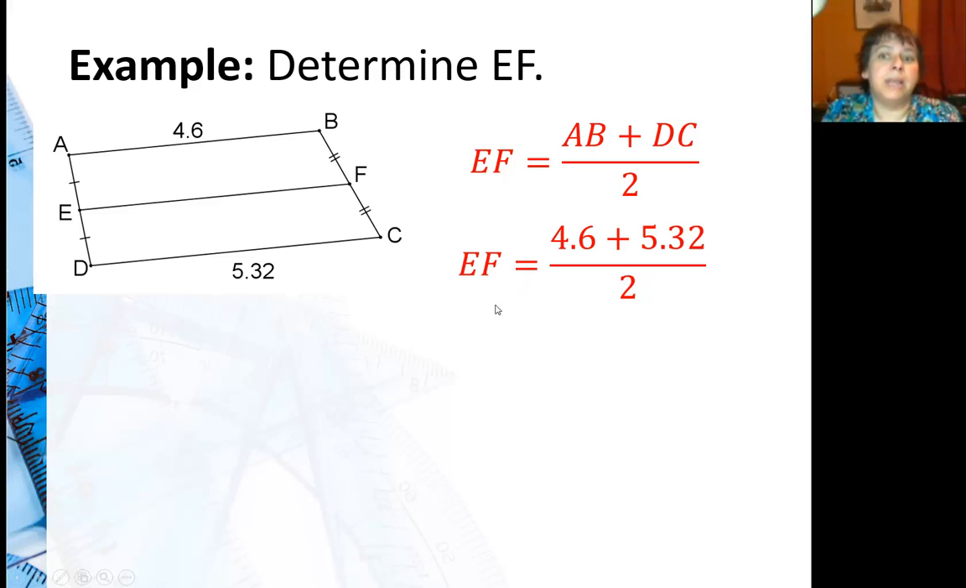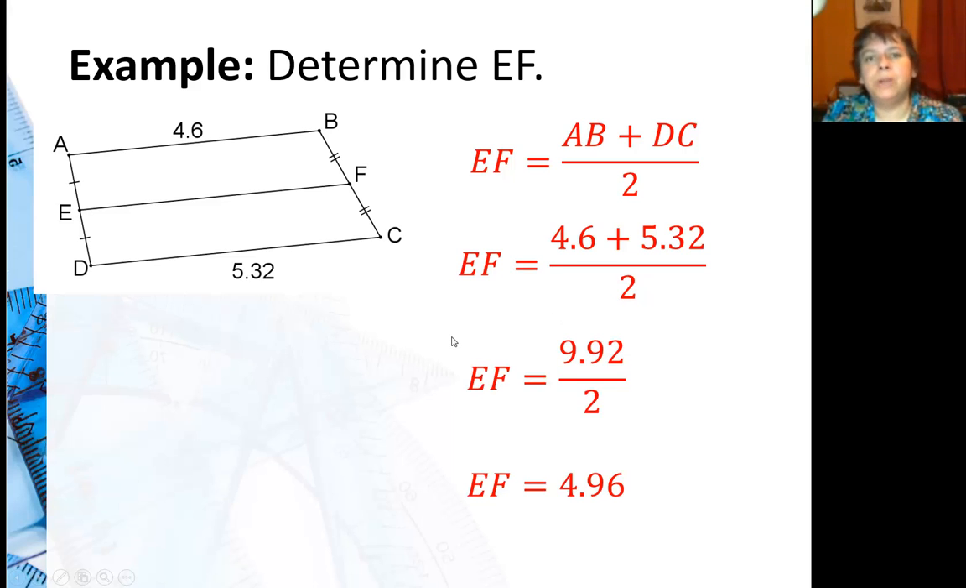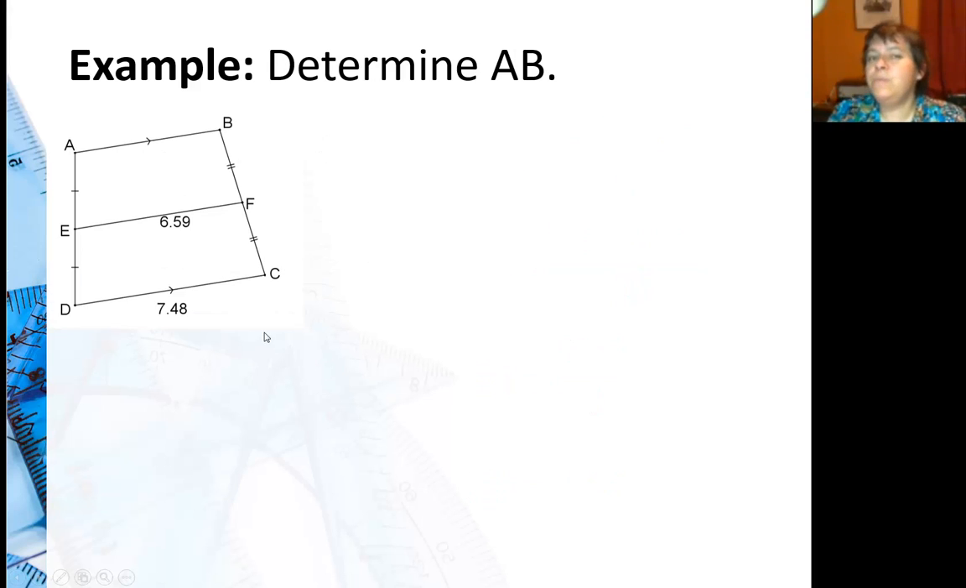So you're probably saying, hey, this is pretty easy. And it is. 4.6 plus 5.32, 9.92 divided by 2 is 4.96. So that is extremely easy if I give you the two bases. It gets a little more complicated on this next example where I give you the midsegment and only one of the bases. So I'm going to write down the formula again.